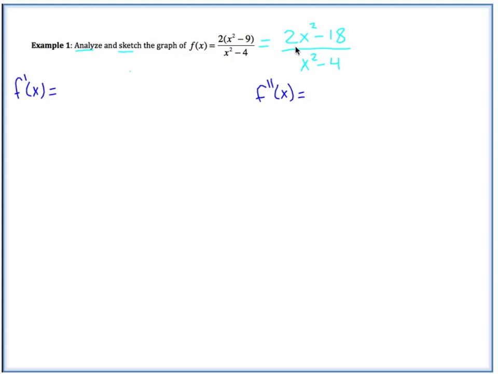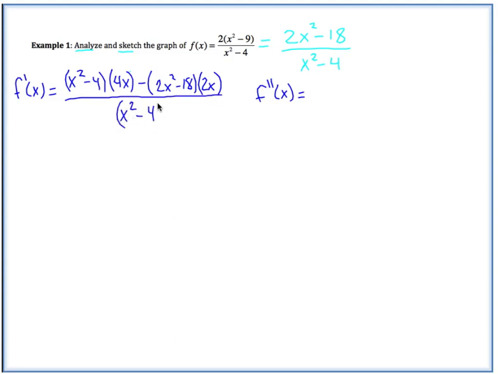So looking at the first derivative, we're going to have quotient rule. So it's our low function times the derivative of our high function minus the high function times the derivative of the low function, all over the low function squared. And we'll just reduce this down.